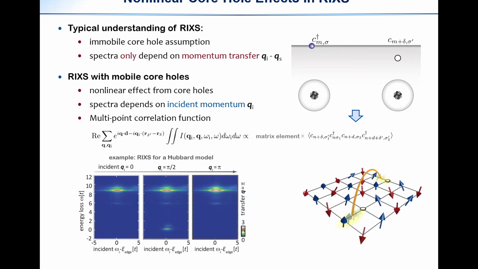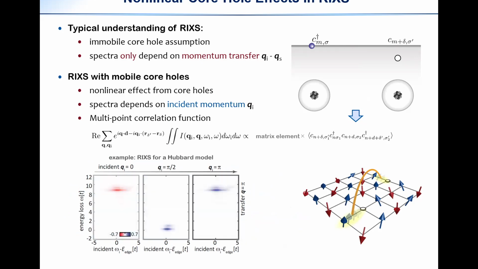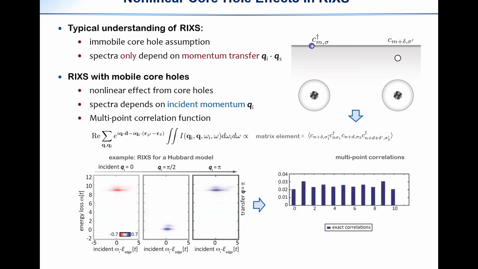This is an ED simulation for RIXS. You can see that when we consider core level motion, the different incident momentum will give you a different spectrum, although with the same momentum shift. And we can use this to quantify the multi-point correlation function. That's the exact result, the dark blue being the exact result and light blue being the RIXS-measured one. They align pretty well. This is a numerical result, so there is always a finite energy window, and you have numerical error.